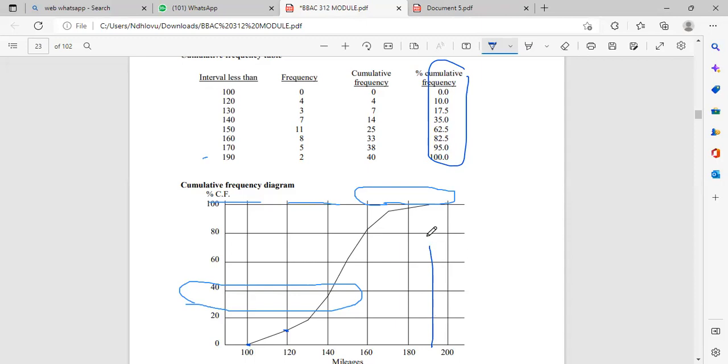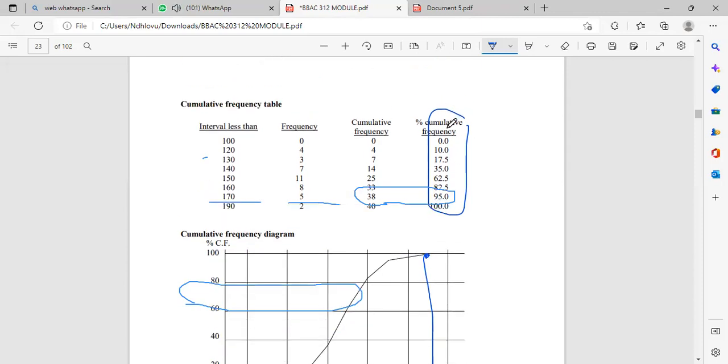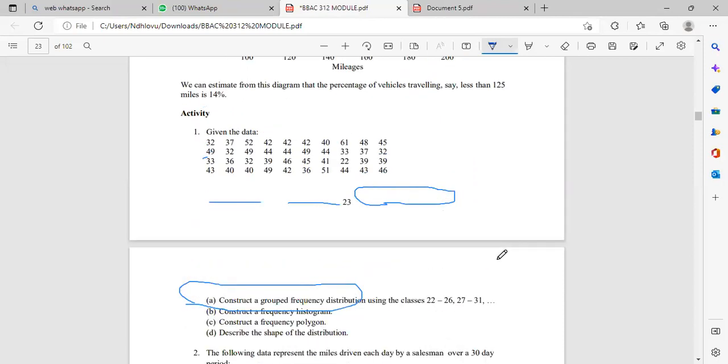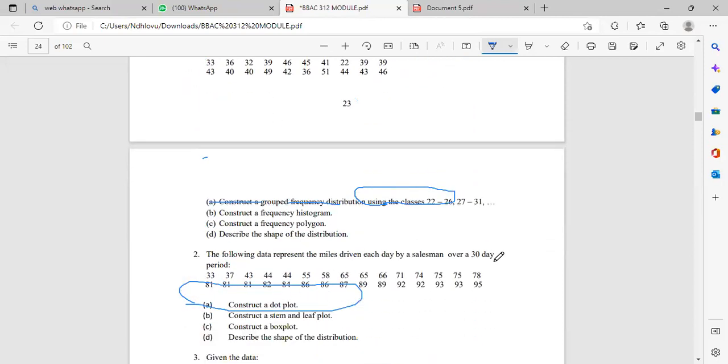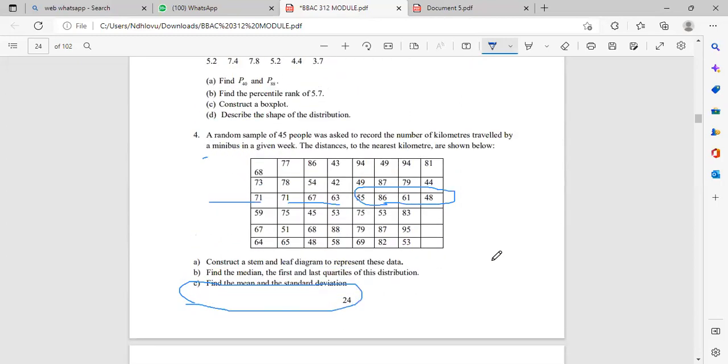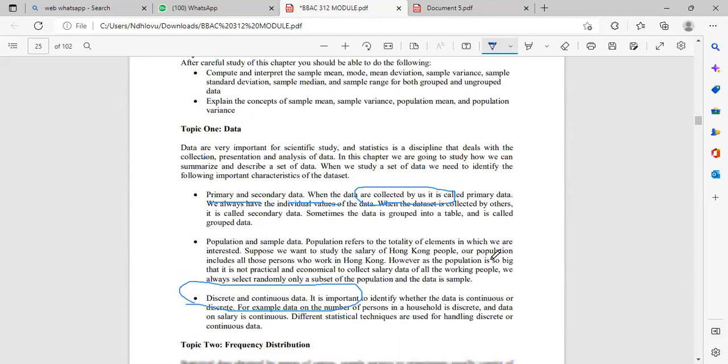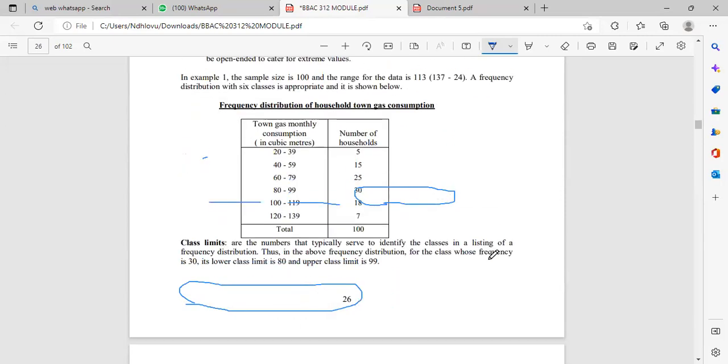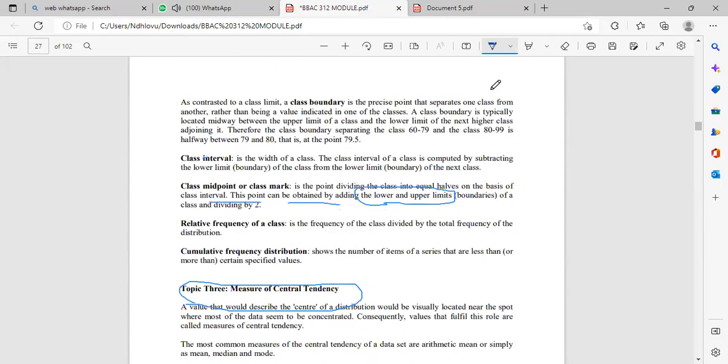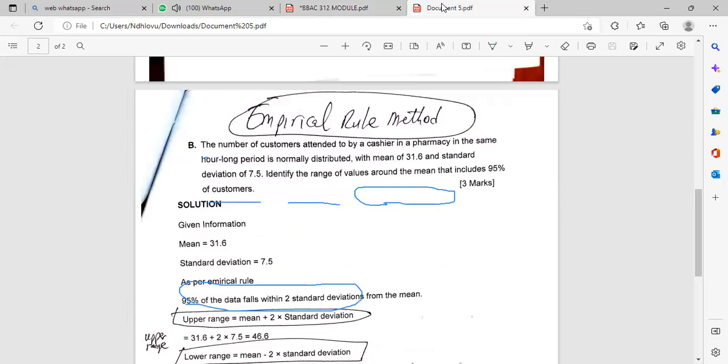So here to 100. So here, this is the cumulative frequency diagram, using the percentage of the cumulative frequencies. All right, so this is about how we are getting these ones. All right, so we can get to an example based on the empirical rule.